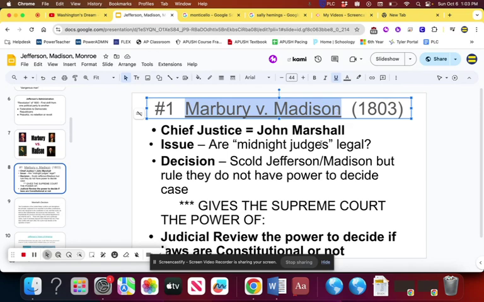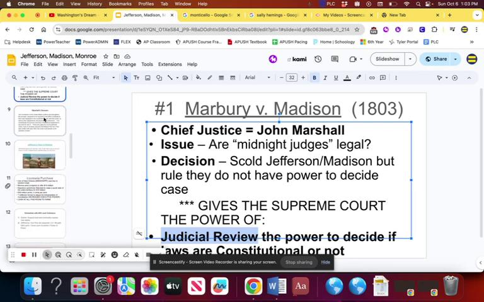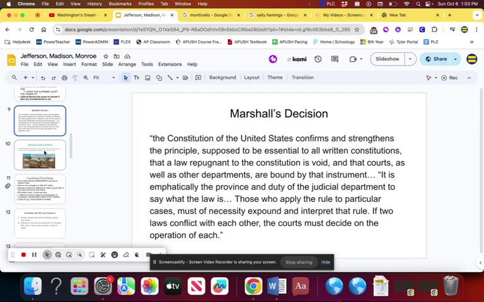Basically, the rule here is that judicial review is going to become a thing. The power of the Supreme Court gets defined in Marbury versus Madison. So Marbury versus Madison equals the Supreme Court has the power of judicial review, which is the power to rule if laws are constitutional or not, and they have the ability to shoot down those laws if they're unconstitutional. So the Supreme Court in Marbury versus Madison gets the power of judicial review, the power to rule laws either constitutional or unconstitutional. Just a little of Marshall's decision is outlined there.